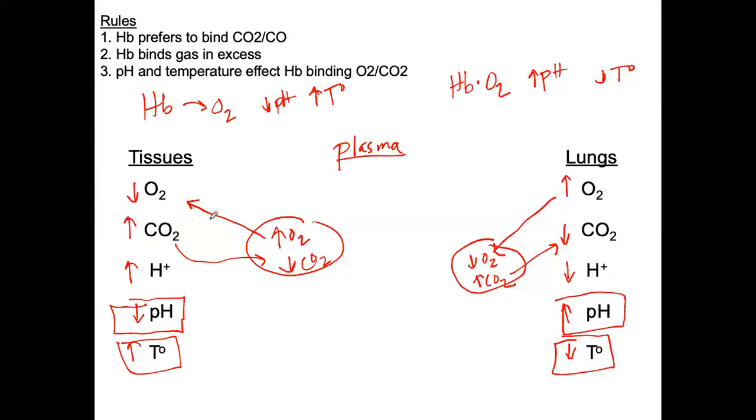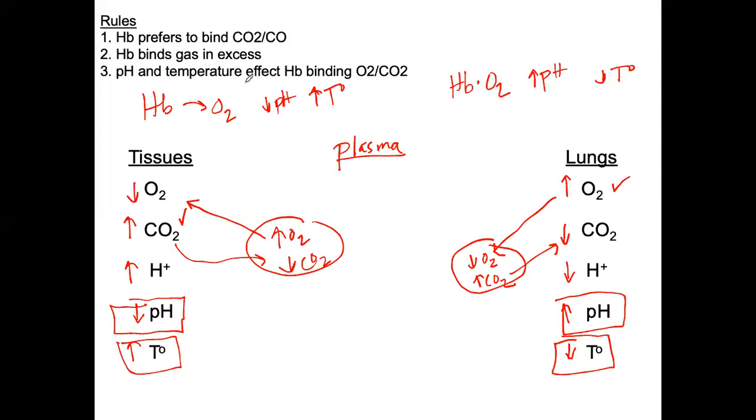So let's recap real quick. Hemoglobin prefers to bind CO2 and carbon monoxide over oxygen, right? But it's going to bind whatever gas in excess. You notice at the lungs, the gas in excess is oxygen, so it binds oxygen. At the tissues, the gas in excess is CO2, and so it's going to bind CO2, right? What effect does pH and temperature have on it then?